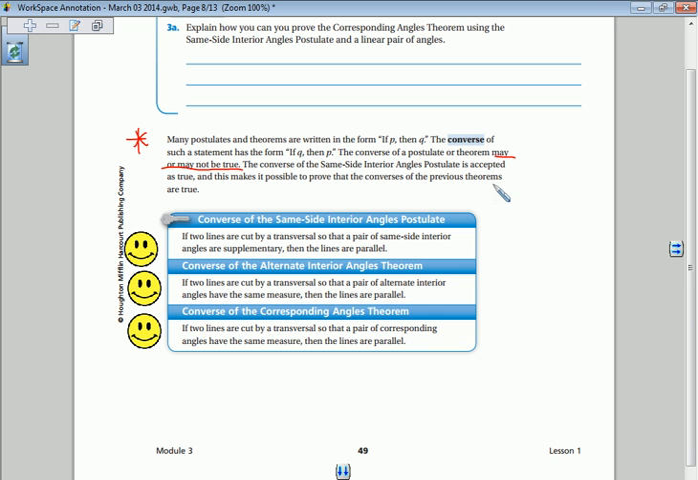So, if my daughter cleans her room, then she'll get her allowance. You give your kids allowance? If she got allowance, then she cleaned her room. Not necessarily, because her allowance is based on many things.